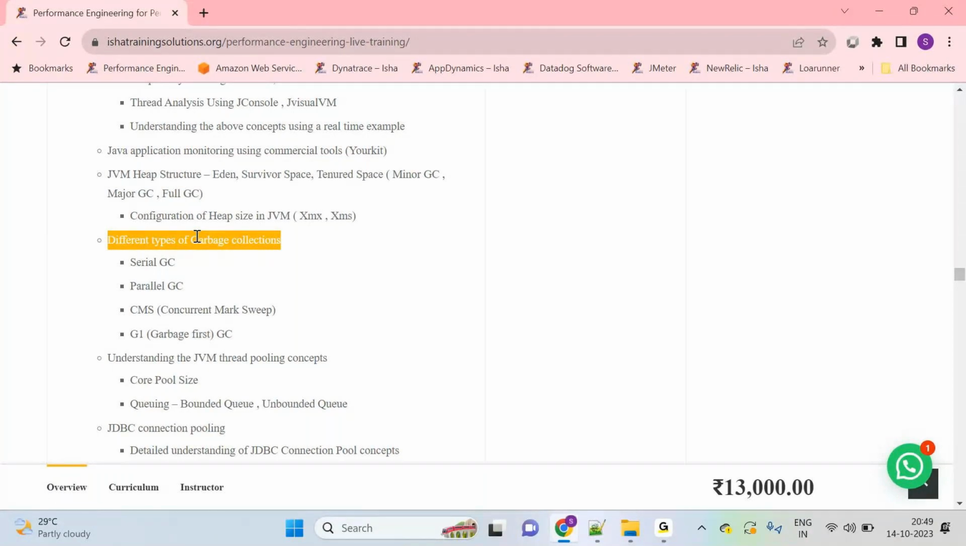So we are going to see what is serial GC, how it will happen, what is parallel GC, how it will happen, what is concurrent mark and sweep, how it will happen, and G1 GC. That also we are going to see.